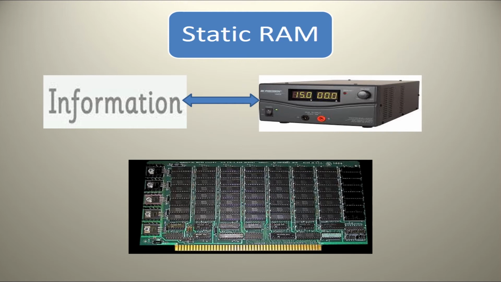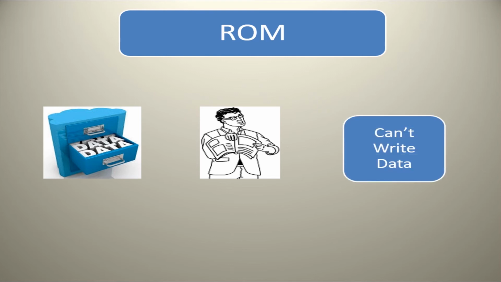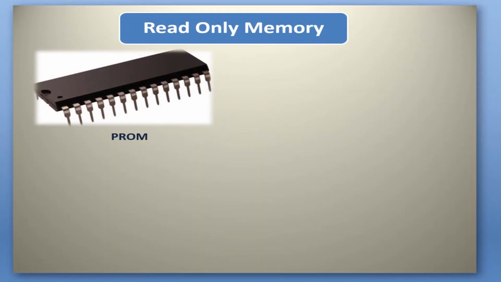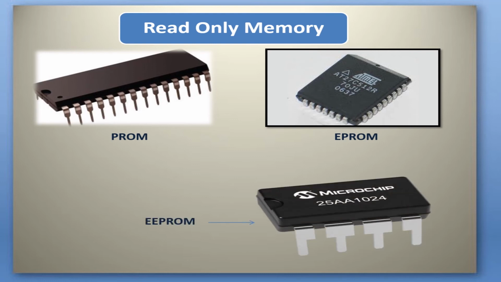The second type of storage is read-only memory or ROM. In this memory, data is permanently stored. The information can only be read and new data cannot be written. However, the contents of ROM are not lost even when the power is turned off. That is, it is a non-volatile memory. ROM is also classified into three parts: PROM, EPROM, and EEPROM.